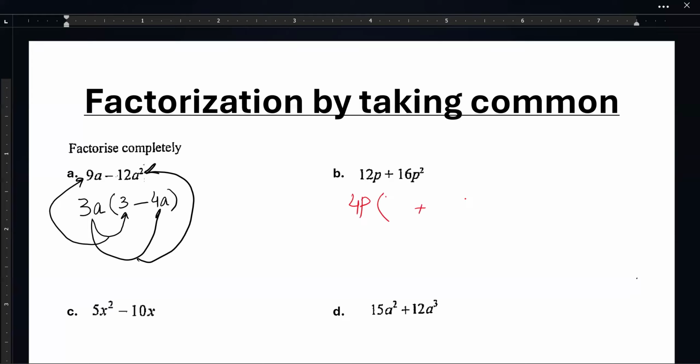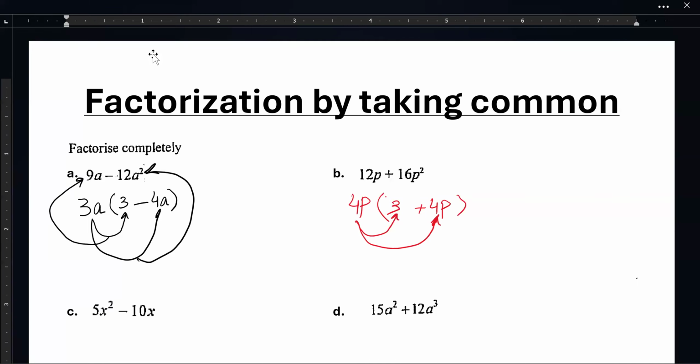Now what should I write inside the bracket? Think of a number such that if I multiply it by 4p, I will get 12p. It's going to be 3. And after the plus sign, I write a number such that if I multiply 4p and this number, I must get 16p squared. That means it's going to be 4p. This is the way we take the common or factorize the expression.